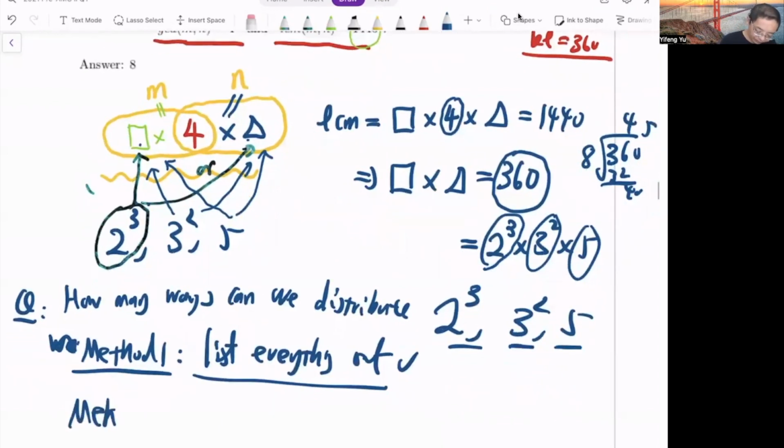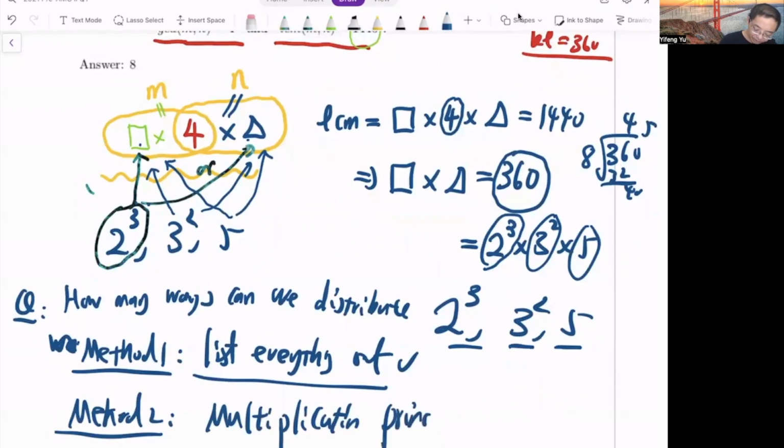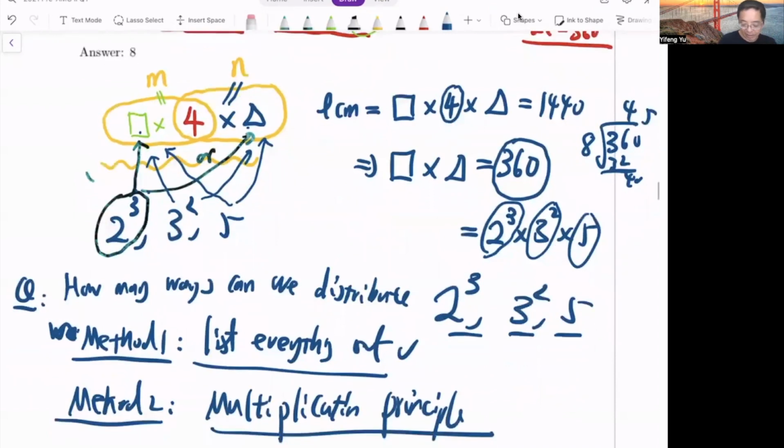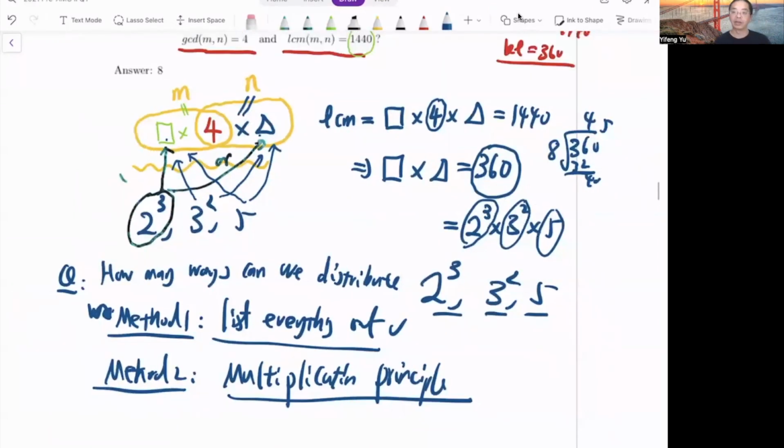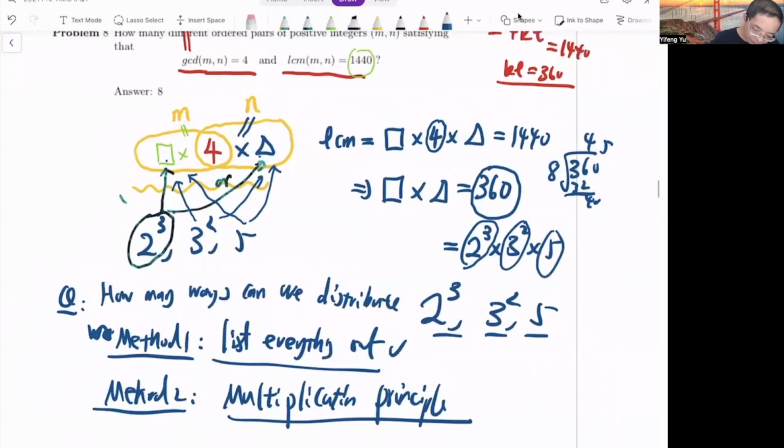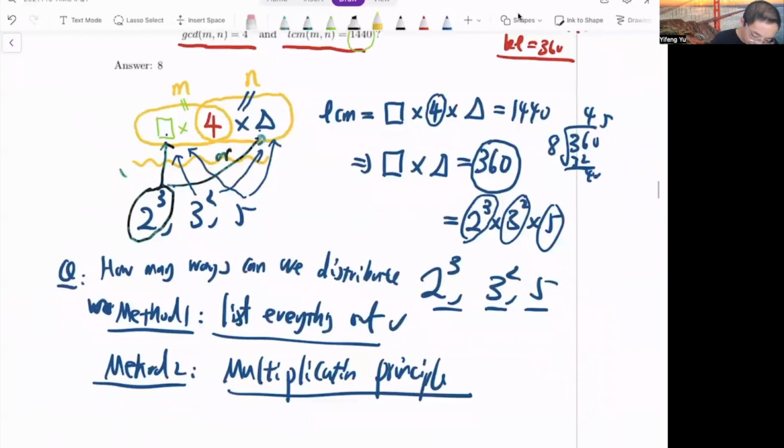Method 2: we can use the multiplication principle. We'll talk about the multiplication principle in detail when we go to the practice on permutations and combinations, the counting problems. But for now, let's quickly review what the multiplication principle is.